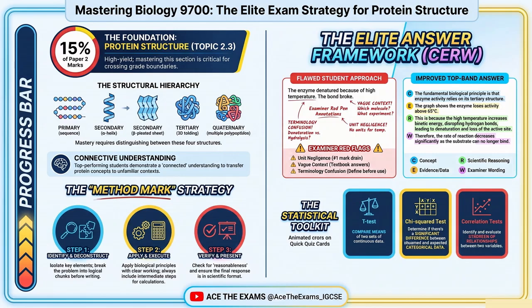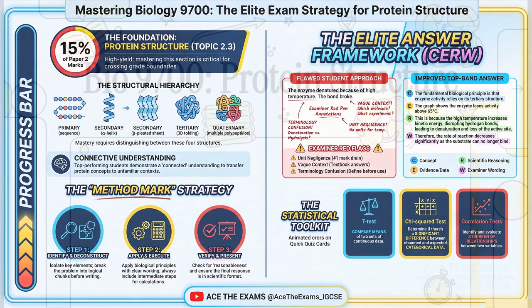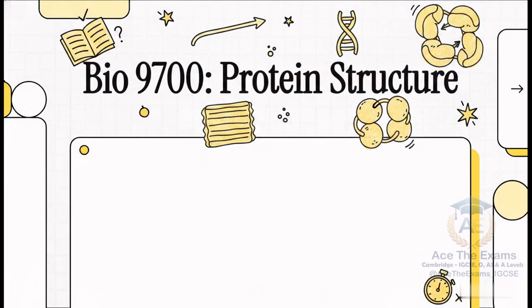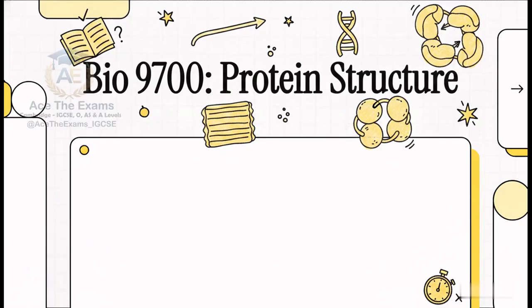Right, let's jump straight into this explainer. Getting a handle on protein structure, from primary all the way up to quaternary, actually makes up a massive 15% of your total marks in Biology 9700, Paper 2. So yeah, you really can't afford to just skim this part.